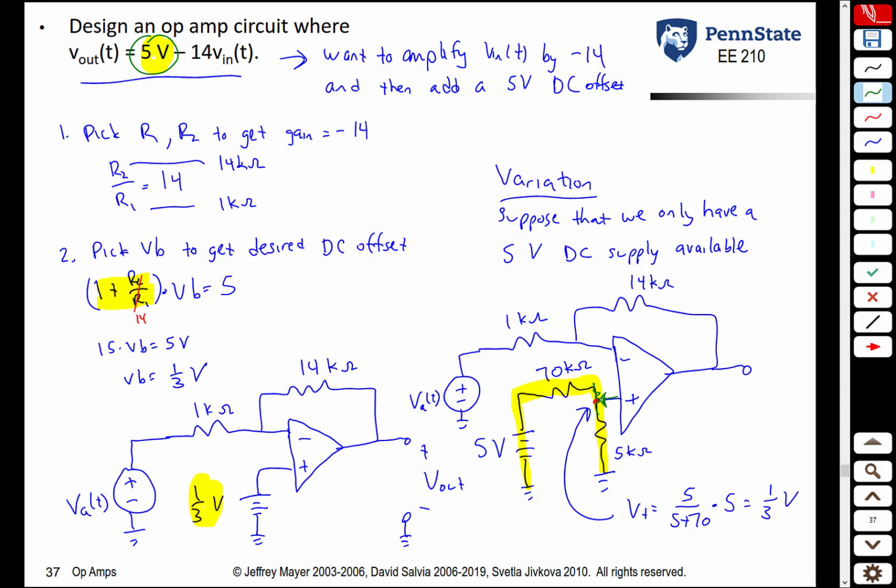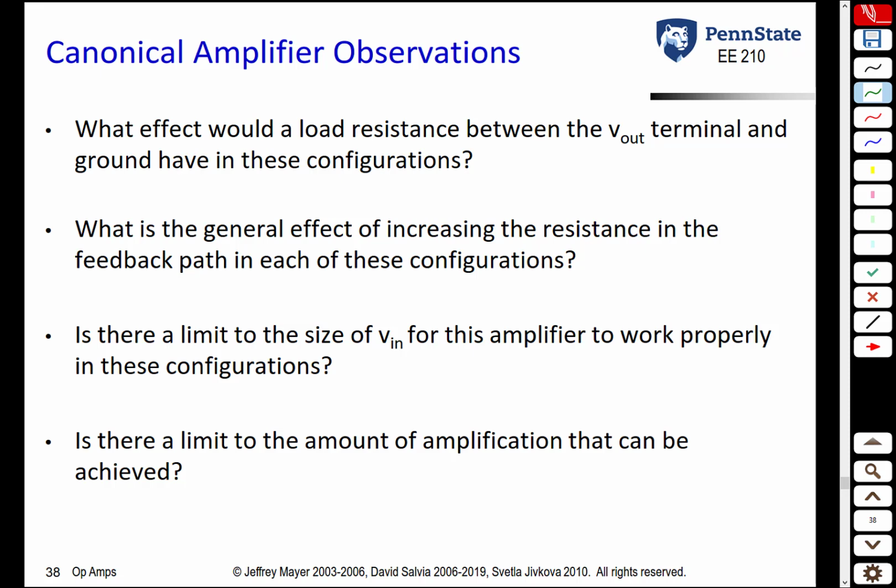So that concludes the different canonical amplifiers that we're going to look at in this course. Once again, we had an inverting amplifier, we had a non-inverting amplifier, we had an inverting summing amplifier, we had a subtracting amplifier and a difference amplifier, we had a buffer or voltage follower circuit, and finally we had a level shifting amplifier. Let's sort of summarize some of the observations we made with these. So the first question is, what effect would a load resistance between the output terminal and ground have in these configurations?